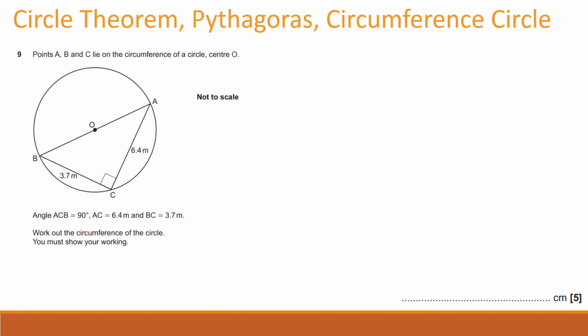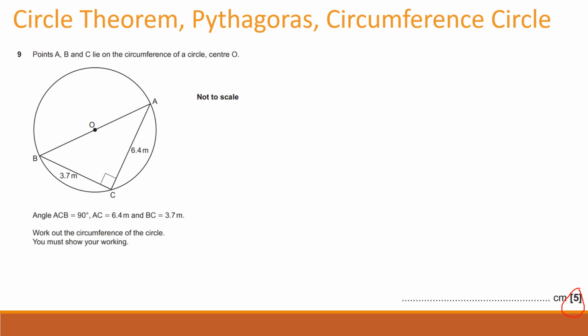Now question 9 is a question involving a circle. We've also got a right angle triangle within this circle, and when you see a question involving a circle, you should be thinking of circle theorems. When you see a right angle triangle, you should be thinking of Pythagoras or trigonometry. And later on in the question, it says work out the circumference of the circle. So we've got 3 things that are going on in this question. So there's quite a lot to take in. And this question is worth 5 marks in total.